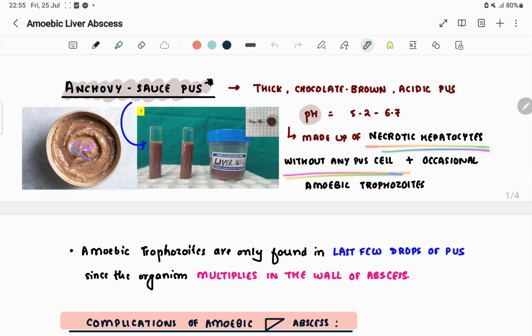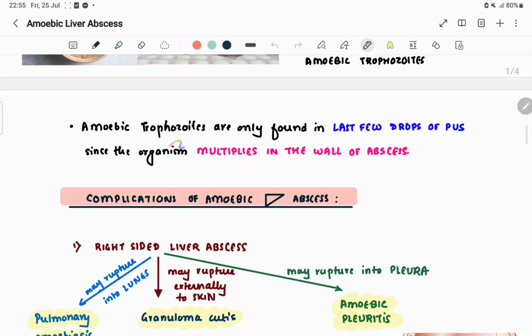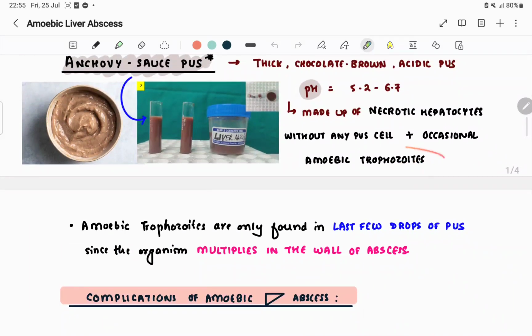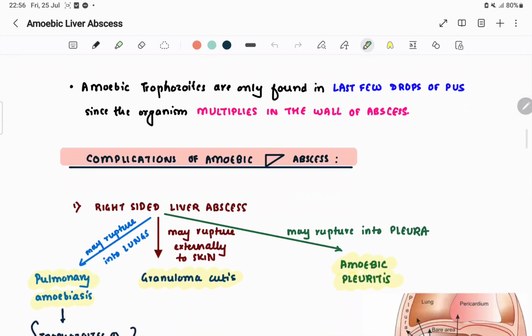Remember, there is no pus cell present over here. It is called pus, but pus cells are absent, and it is made up mainly of necrotic hepatocytes. Amoebic trophozoites are found in the last few drops of pus, since the organism multiplies in the wall of the abscess. So trophozoites may be found in the last drops, the residue.